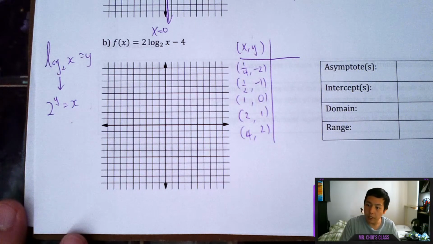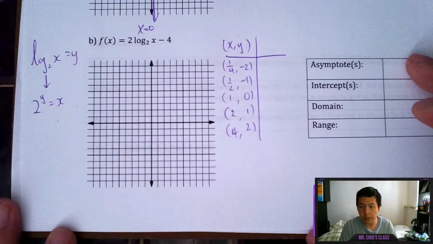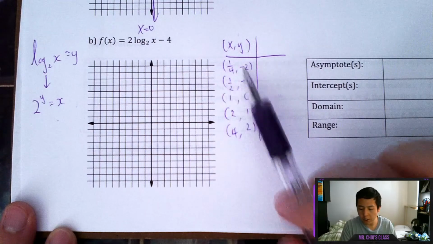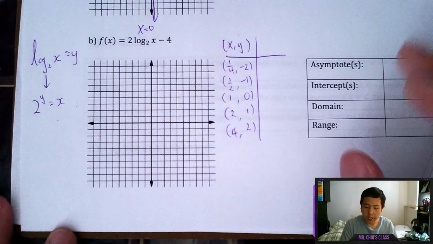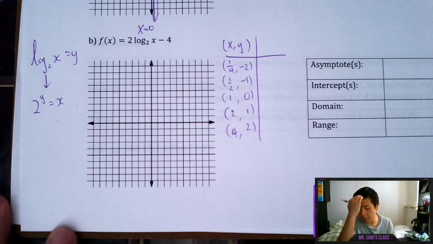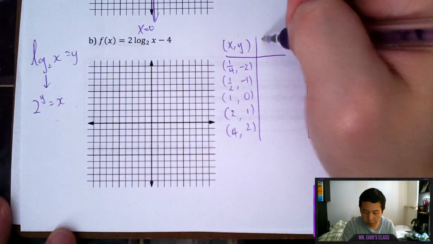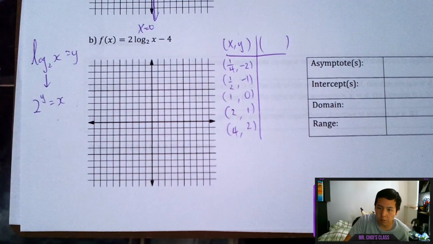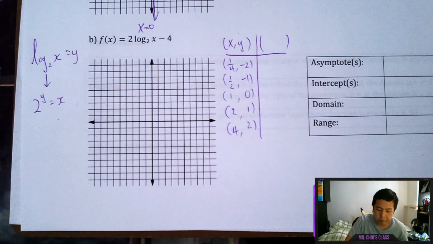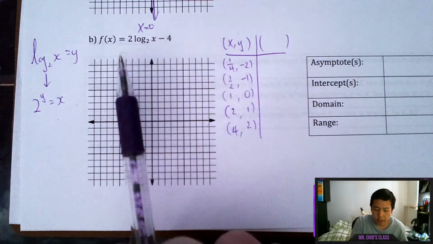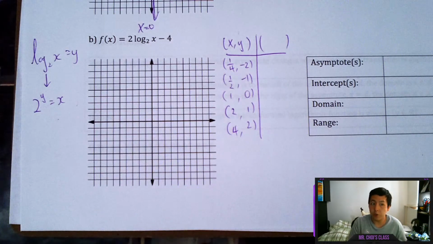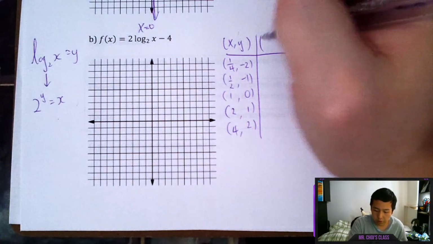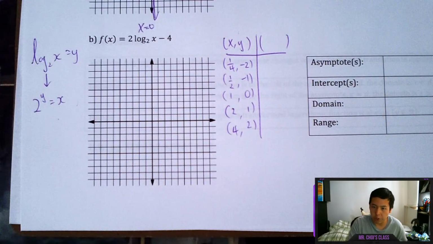This one might be a little bit easier to plot because we have much easier x values to work with. But we are not plotting these ones, we are plotting the transformed function. So now we have to look at how these points are going to transform. First we look for stretch and compression. That's the first thing you want to look at. So is there a horizontal stretch or compression?